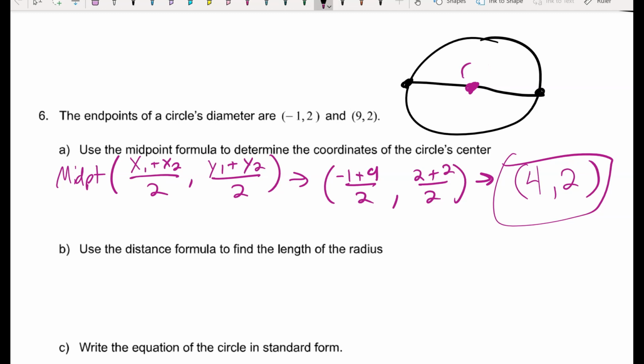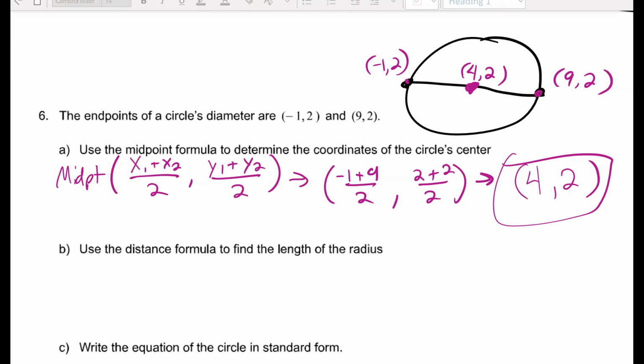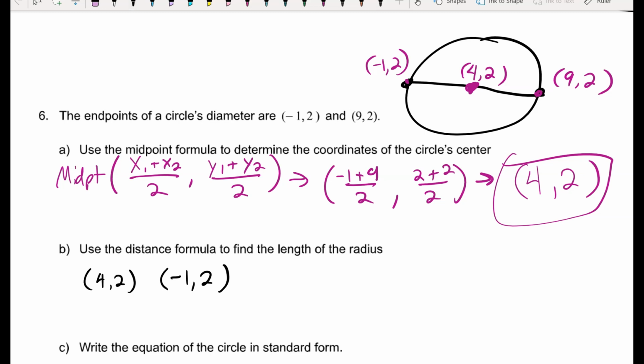Well, think about if I know the center, and I've got a point (-1, 2) over here, and a point (9, 2) over here. This distance in pink represents the radius, but also this distance over here represents the radius. So it doesn't matter which of the endpoints I use, as long as when I'm using the distance formula, at least one of my points is the center. So I'm going to choose (-1, 2), but it doesn't matter which endpoint you use.